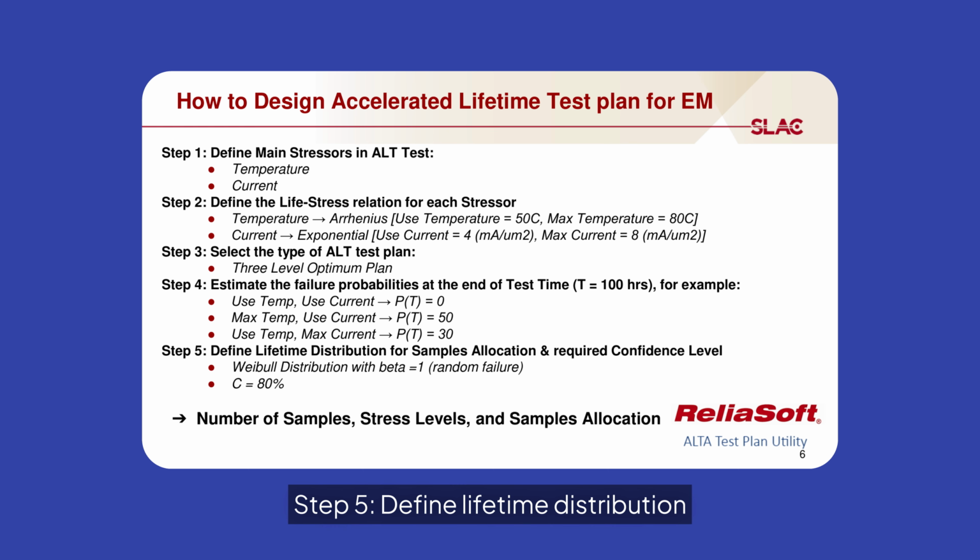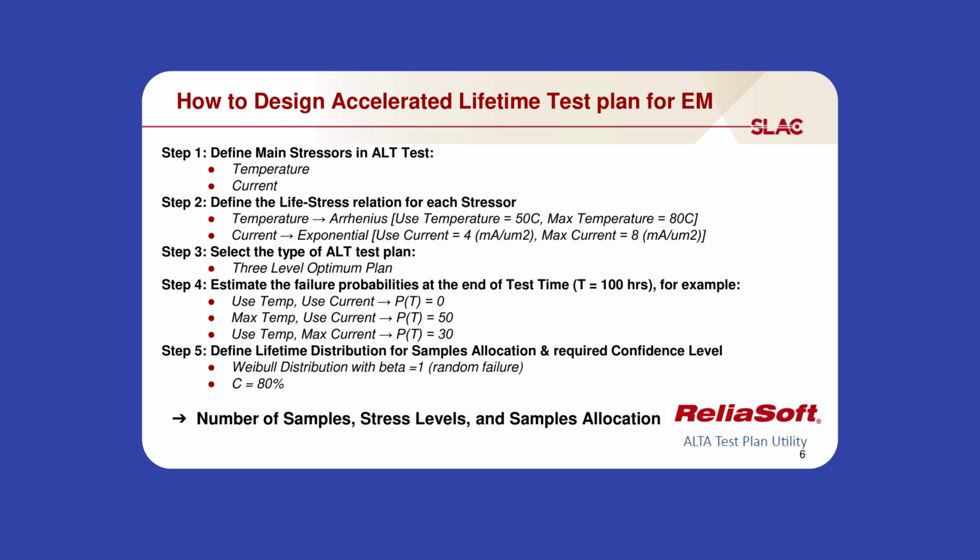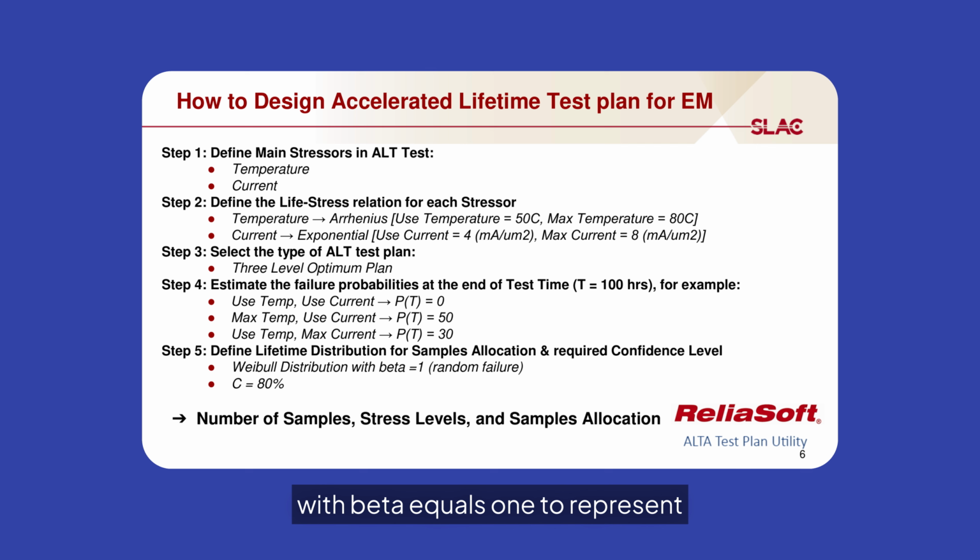Define lifetime distribution and confidence level. We use a Weibull distribution with beta equals 1 to represent random failures and set the confidence level at 80%. Finally, these parameters guide the number of samples, stress levels, and sample allocation required to quantitatively generate the stress-life relationship.